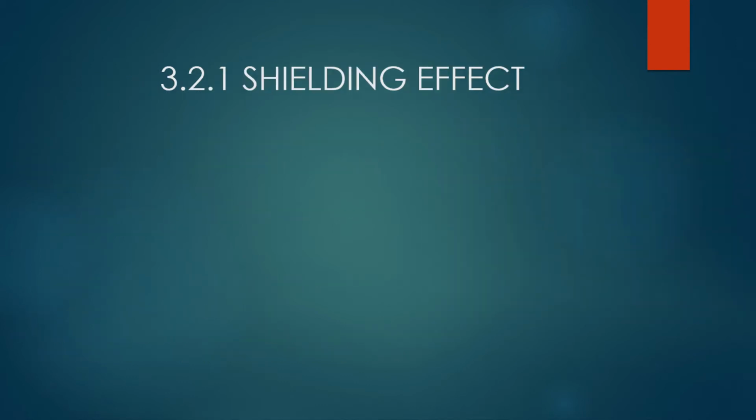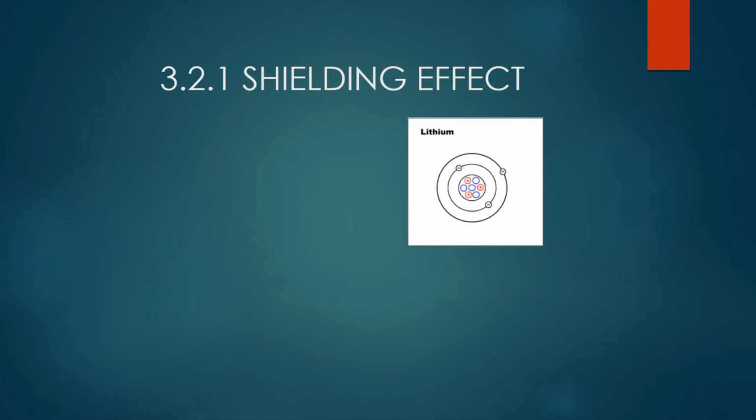Now, our second topic is shielding effect. This is the structure of lithium. Students, this is the Bohr atomic model of lithium. The symbol of lithium is Li. Its atomic number is 3. So, it has two shells. The first one is K shell. It has 2 electrons, and the second shell is L with 1 electron.